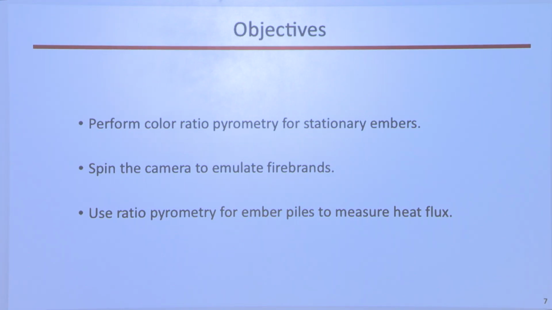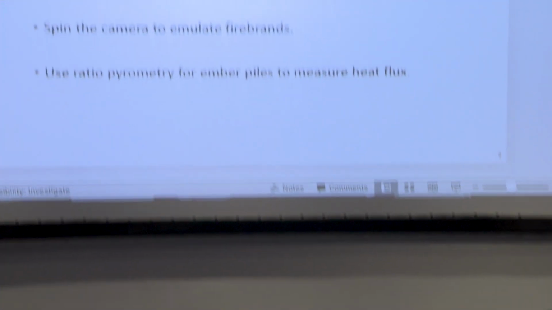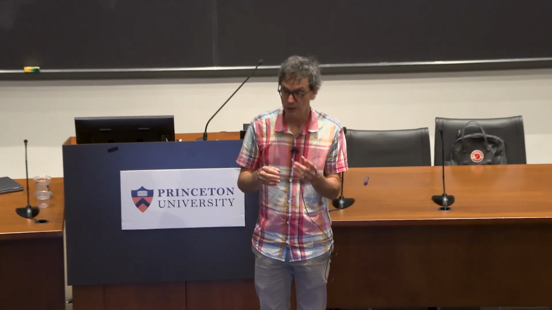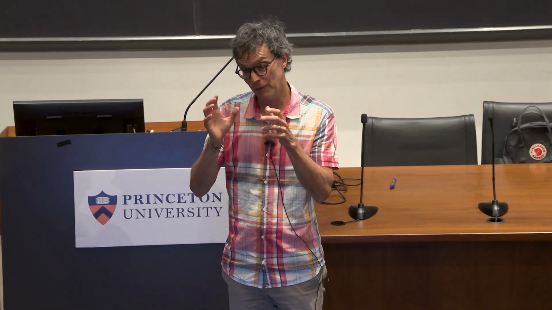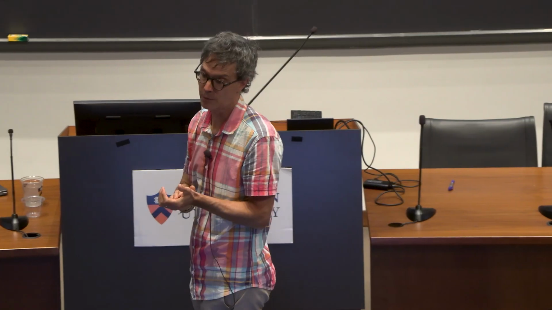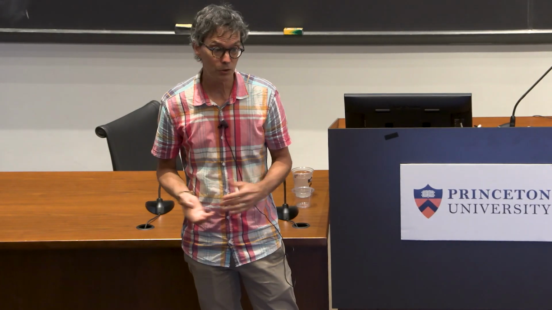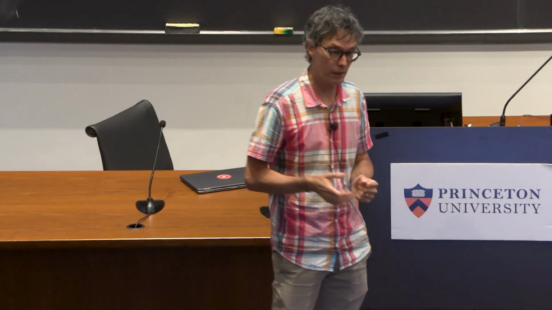So we want to measure, with imaging pyrometry, the temperatures of smoldering embers. And as a second step, what I'll show is that we spin the camera. Ideally, you want to have your camera fixed, have a bunch of firebrands flying by, take images, and from the streaks, back out the temperatures. But that's a hard measurement, and once you do it, it's hard to be sure that you got the right temperature, because there's no ground truth. There's no way to be sure of that temperature.